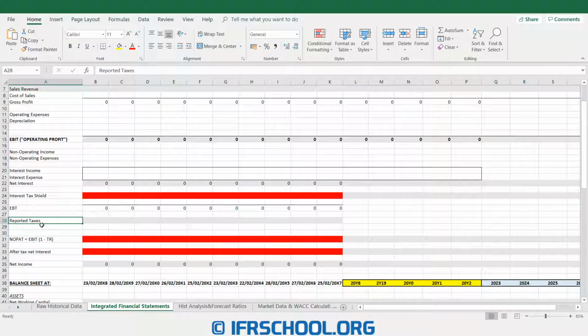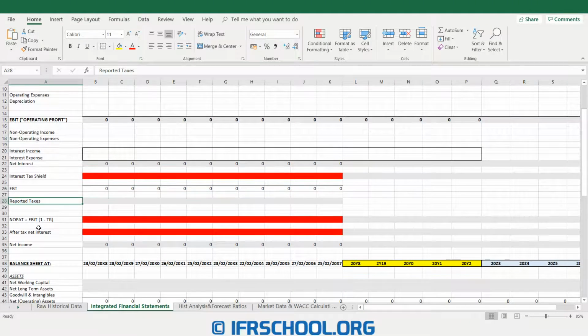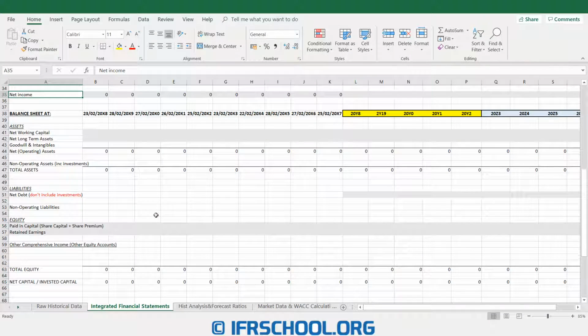Next, we have the reported taxes of the company from its income statements. All of the above line items allow us to arrive at a figure for net income for each year. Now let's turn to the balance sheet. The first line in the balance sheet under assets is net working capital. This is another important line because the change in working capital, its increase or decrease year on year, is a component of free cash flow.